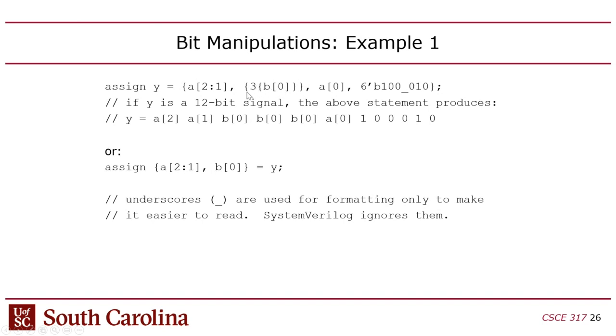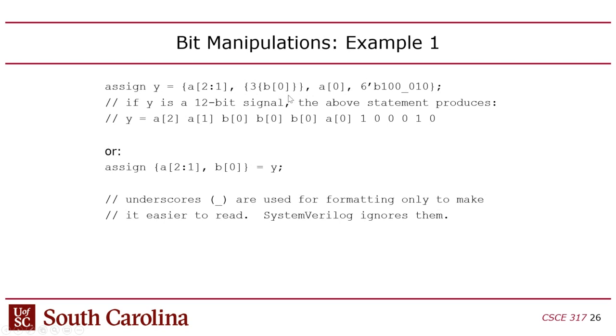Now this one is kind of weird. To duplicate that, I have 2 levels of curly braces. The value I'm duplicating is in curly braces, and then I put the number of times I want to duplicate it to the left-hand side of that, and then I put another set of curly braces around it. And you have to do that to duplicate. You need both sets of nested curly braces to duplicate. And then I tag on an A and then a constant comprising 6 bits.